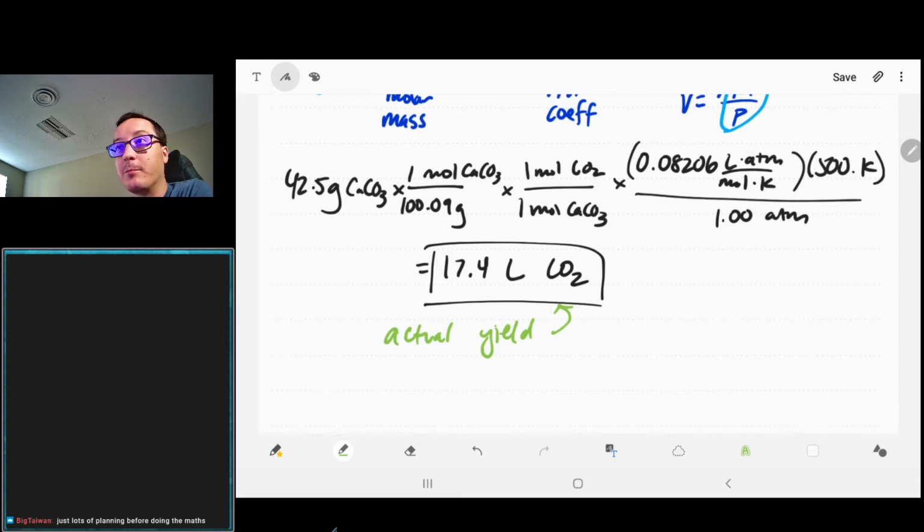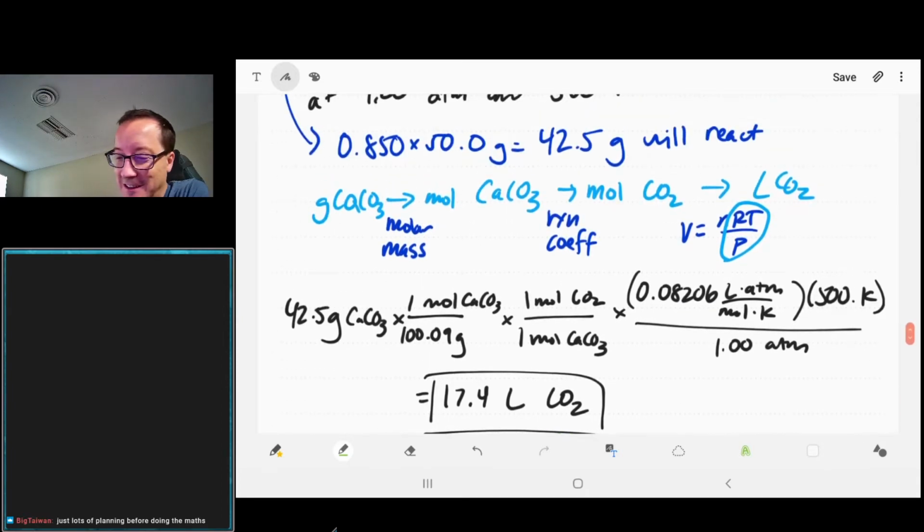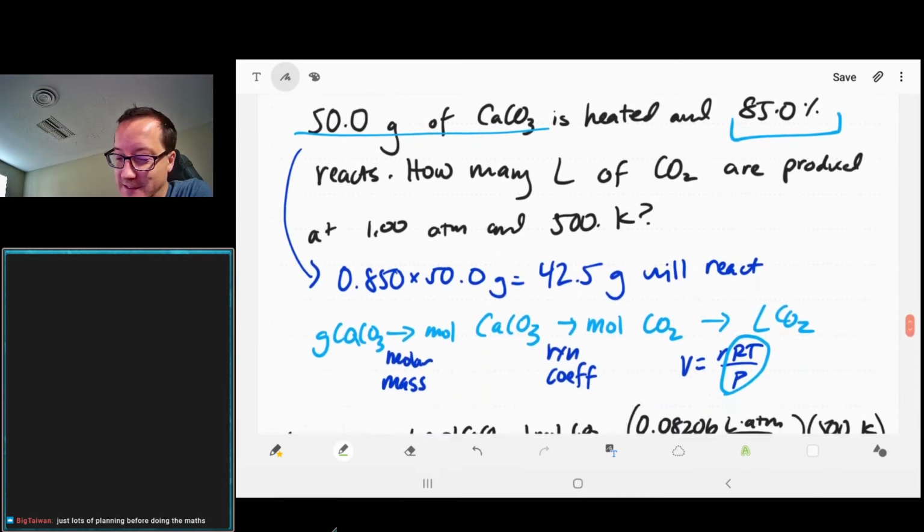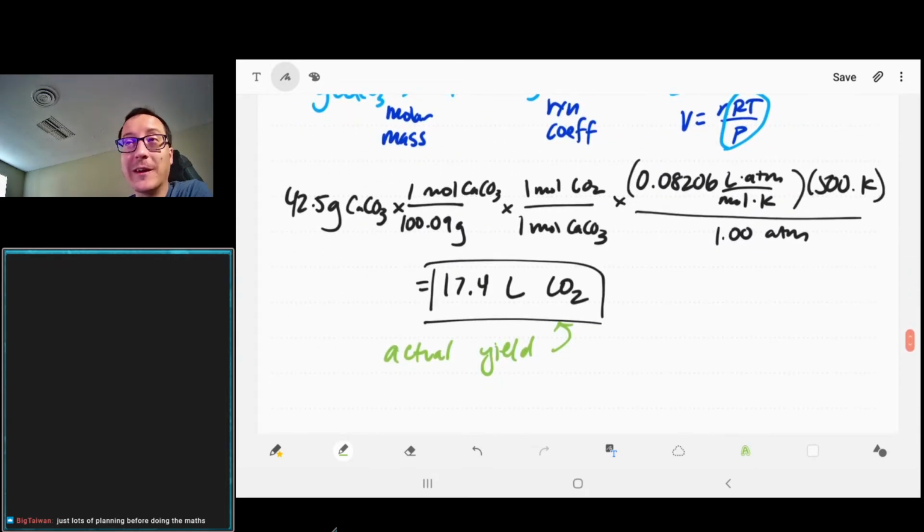Or that we're the theoretical actual yield. So assuming it is 85% efficient, that's what we are going to get out if we heat up our 50 grams of calcium carbonate, releasing the CO2. So that'll be an actual yield that we got out there. All right, because we had already taken into account the reaction yield at the start.